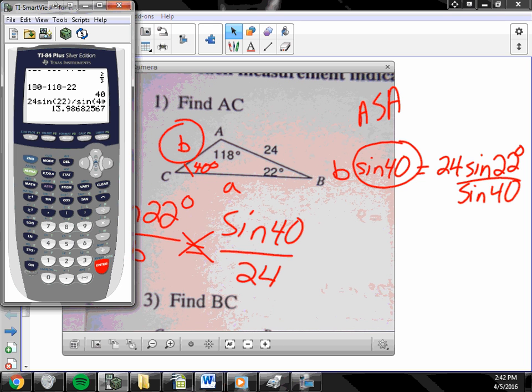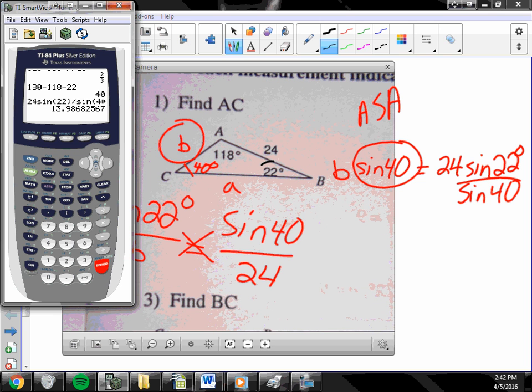Why does that seem reasonable? How do I know it's the shortest side? So this angle is the smallest angle, so that side would be the smallest. And that angle is about half as big as this angle, so you would expect 24 to be quite a bit bigger than angle B, so 14 makes a lot of sense. So it's always good to reason through that every time you do one of these.